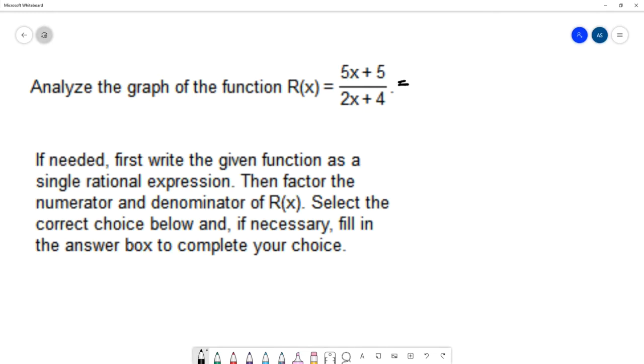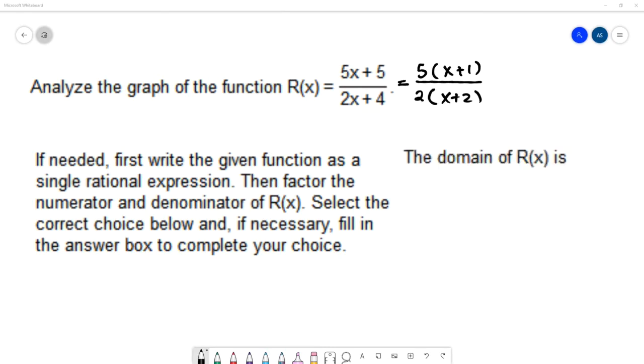So our numerator has a common factor of 5. I can factor that 5 out to get 5 times x plus 1. And the denominator has a common factor of 2, so I can factor out the 2 to get x plus 2. So this rational function, written in factored form, I notice that it doesn't have any common factors. So it's already a reduced rational function.